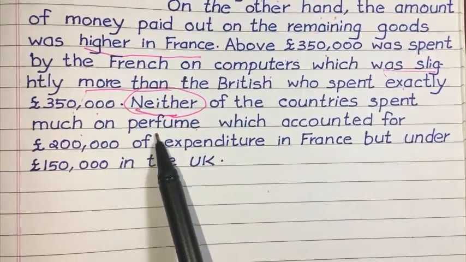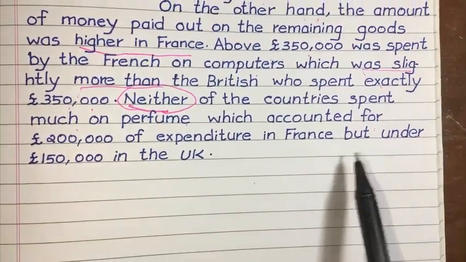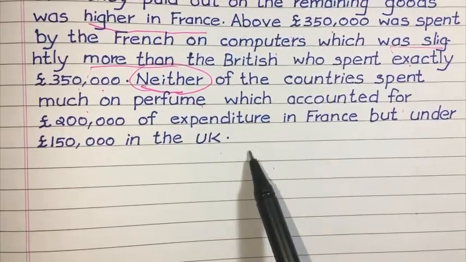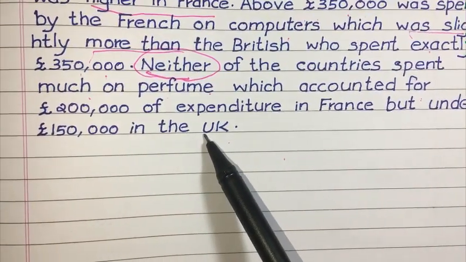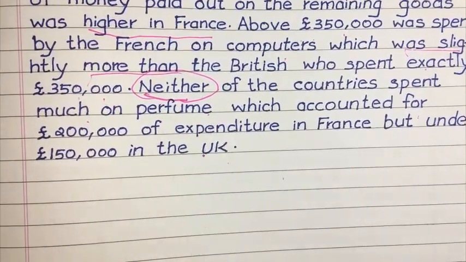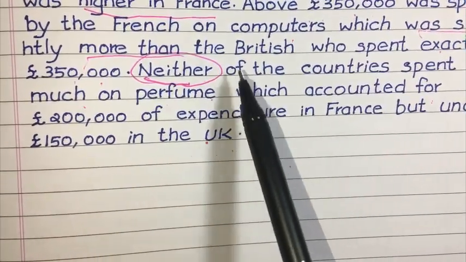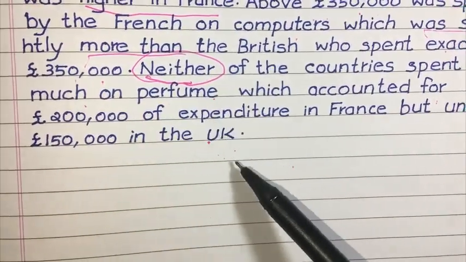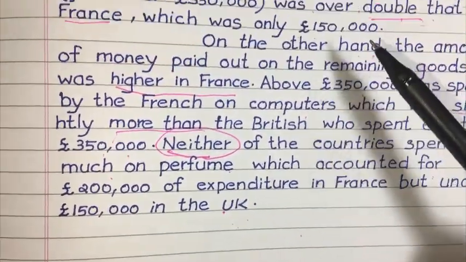That's why I have written over here, which accounted for 2 lakhs pounds of expenditure in France, but under 1,50,000 pounds in the UK. So clearly I have mentioned that if you compare both the trends in the UK and France, with regard to the expenditure on perfume, it was much lesser, and it is a very negligible amount. So I didn't mention it exactly. This was the least important data, that's why I have kept it in the last sentence. So I hope this is the conclusion. You understood this part very well.